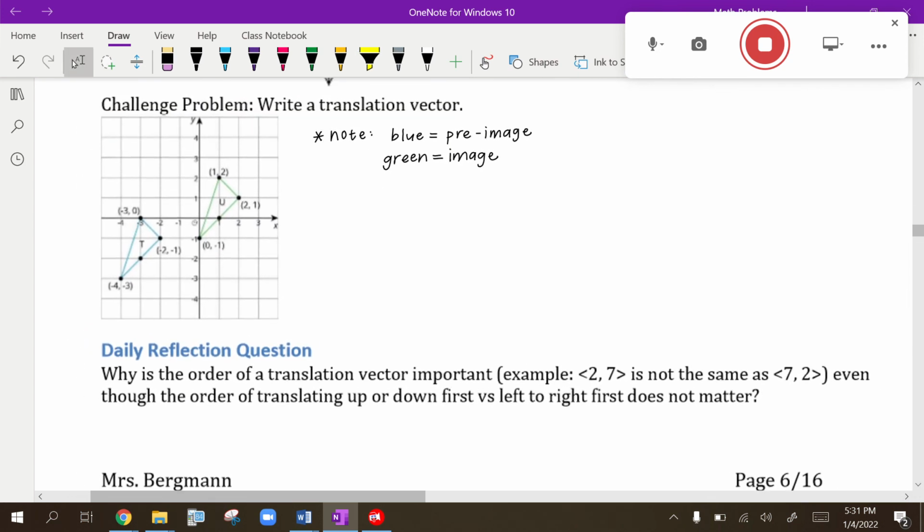Finally, I want you to answer this question. Why is the order of a translation vector important? For example, 2, 7 is not the same as 7, 2. But why is it important even though the order of translating up or down first versus left or right first does not matter? See if you can tell me why that order for the vector is important.